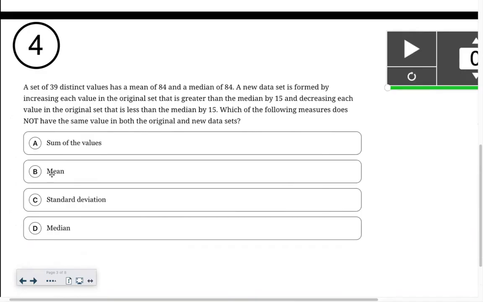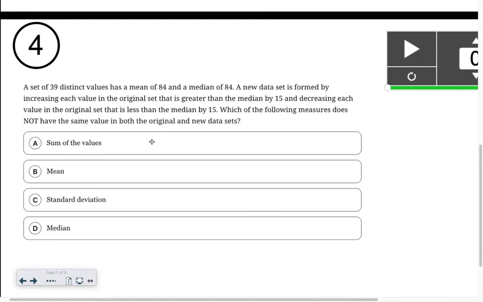All right, number four. We have a set of 39 distinct values, a mean of 84 and a median of 84. The new data set is formed by increasing each value in the original set that is greater than the median by 15 and decreasing each value that is less than the median by 15. Which of the following measures does not have the same value in both the original and new data sets?